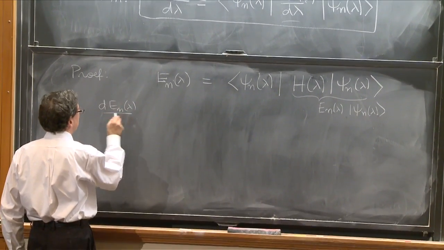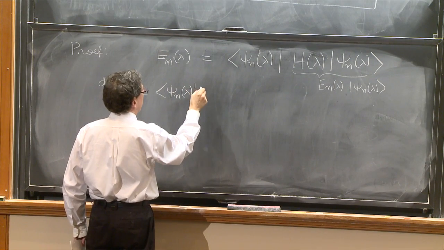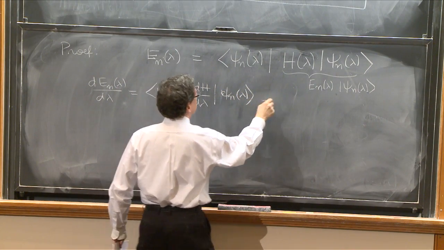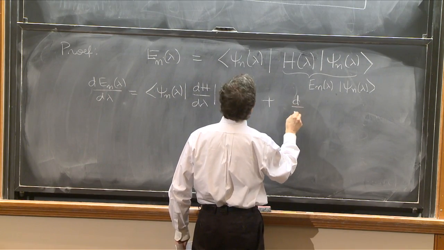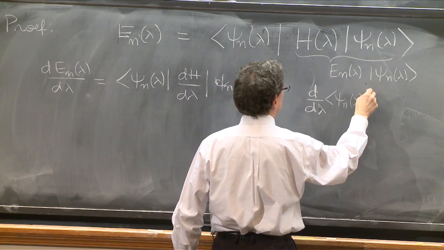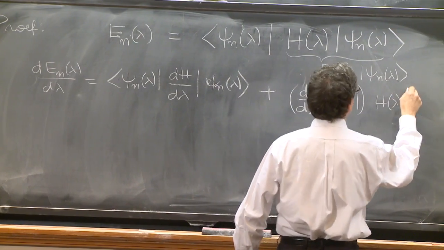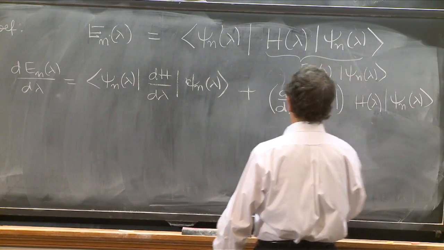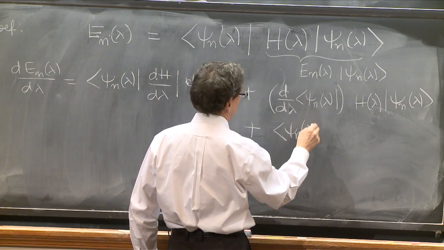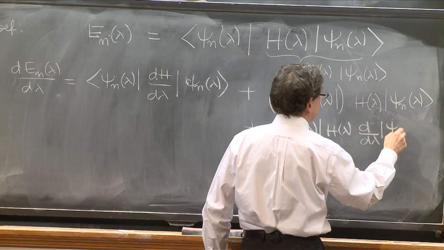Then dEn d lambda would be the term that Feynman and Hellman gave, psi n of lambda, dH d lambda, psi n of lambda, plus one term in which you differentiate the bra, d lambda of psi n of lambda, times H of lambda psi n of lambda, plus the other term in which you differentiate the ket. So psi n of lambda, H of lambda, d lambda of psi n of lambda.